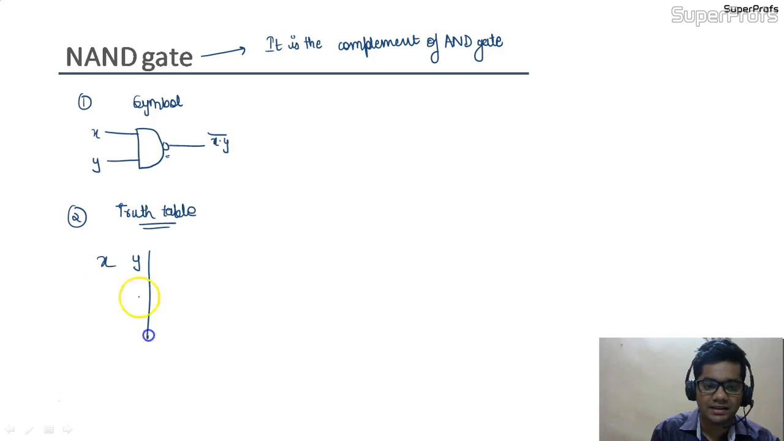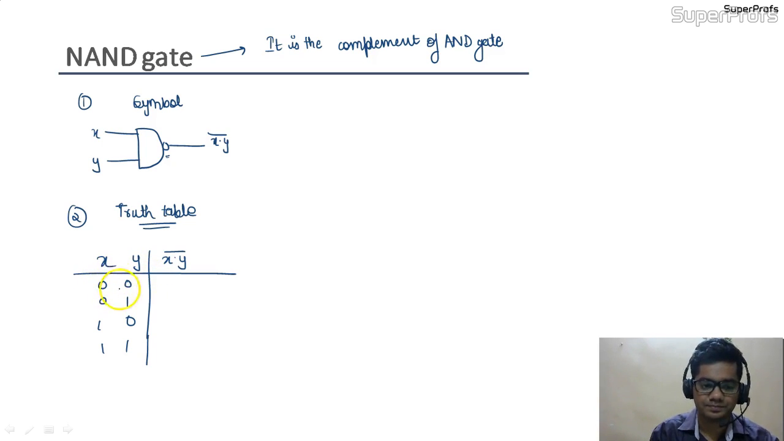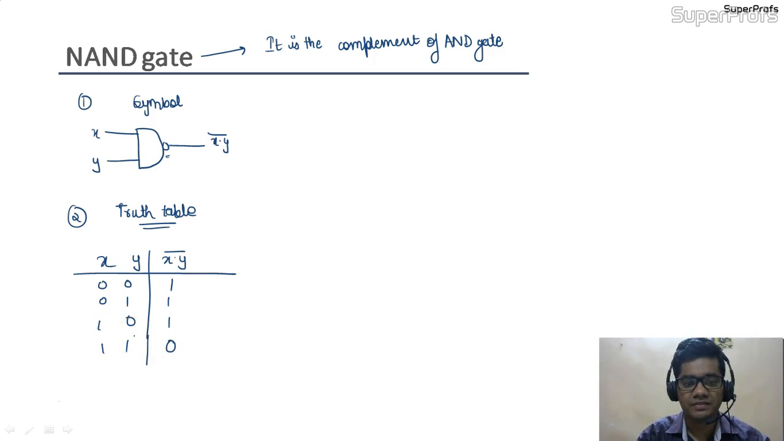If x and y are the inputs and x dot y bar is the output, then 0 0, 0 1, 1 0, 1 1 are the possible combinations at the input level. For 0 0, the AND gate output would be 0, but its complement would be 1. Similarly for 0 1 it would also be 1, for 1 0 also 1, but for 1 1 the output for the AND gate would be 1. But here in the NAND gate we are taking its complement, so the output would be 0. So we can see the truth table for the NAND gate.